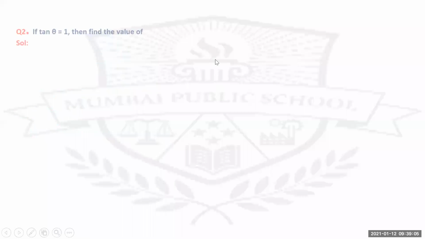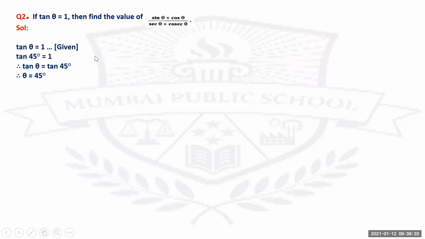The next question. If tan theta equals 1, then find the value of sin theta plus cos theta upon sec theta plus cosec theta. Now tan theta equals 1. Now if you look in the trigonometric table, for which particular angle is it equal to 1? So if you go to the tan table, the value for 45 degrees would be equal to 1.